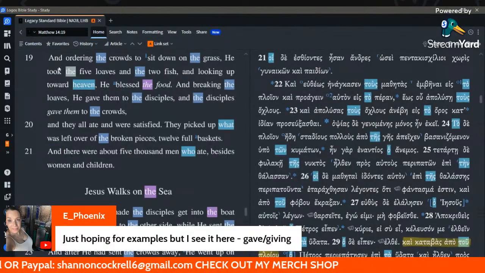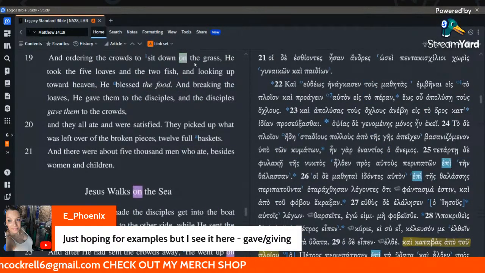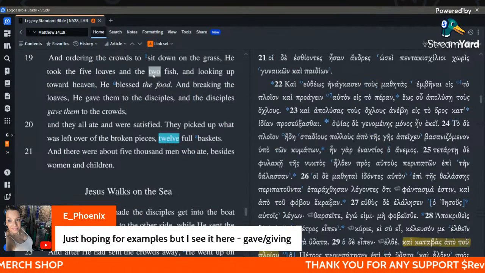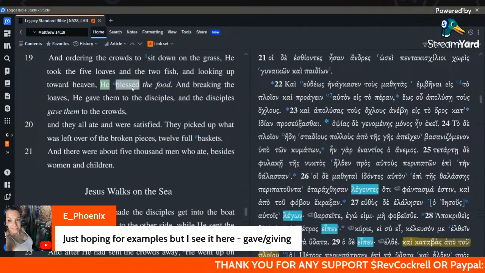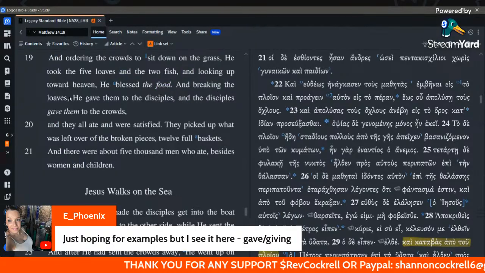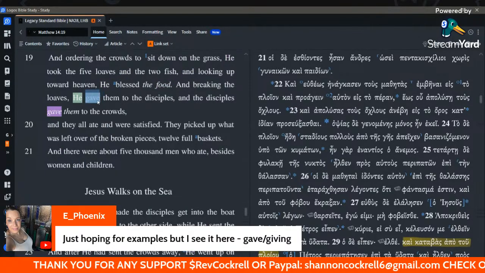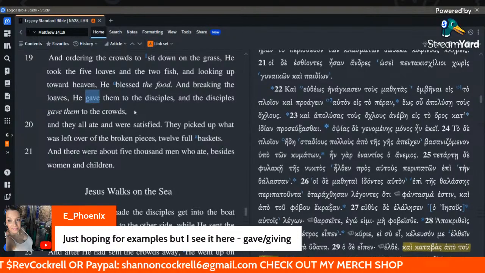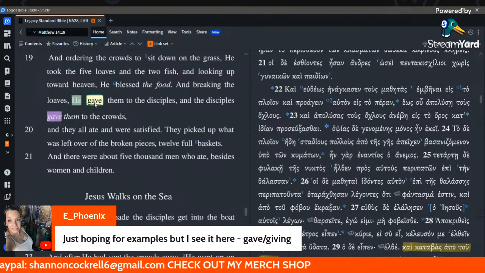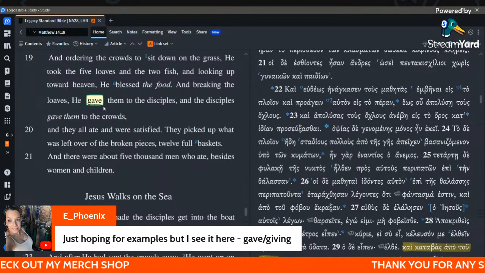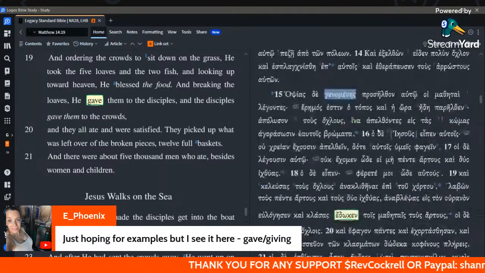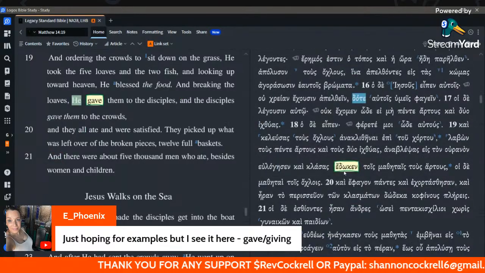So Matthew 14:19. And ordering the crowds to sit down on the grass, he, Jesus, took the 5 loaves and the 2 fish, and looking up toward heaven, he blessed the food, and breaking the loaves, he gave. So here's your verb that we're looking at. He gave. This is an aorist active indicative. So over here, edoken.